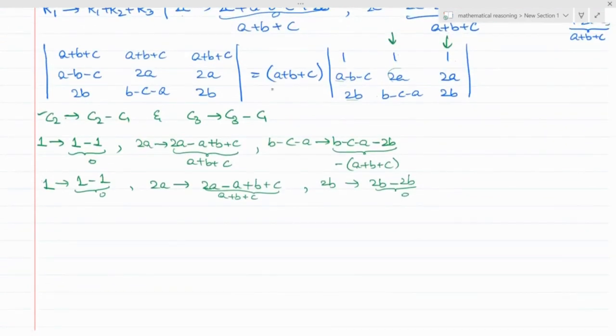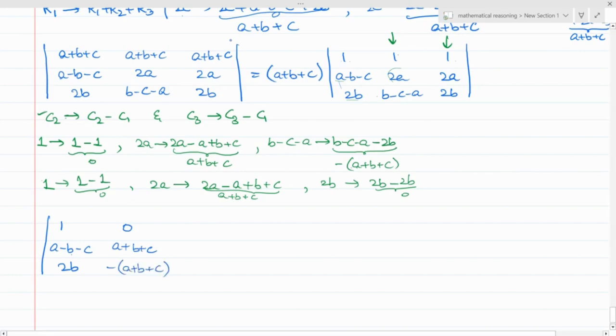Now the value of the determinant becomes, from row 1, the column 1 remains as it is because we didn't perform any column operation on this column: 1. Now column 2 changes to 0, A plus B, and minus of A plus B plus C. Column 3 changes to 0, A plus B plus C, and 0.